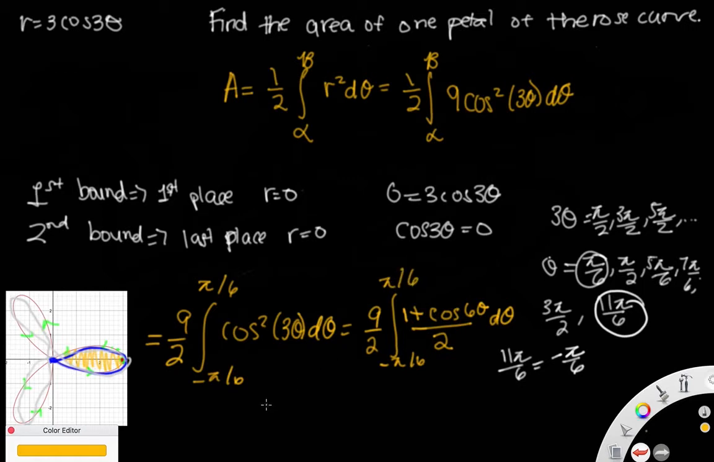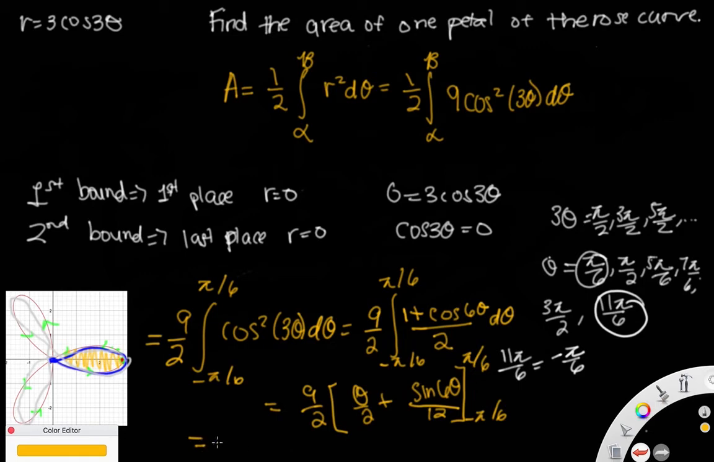And then you can just integrate as normal. So this is going to be theta over 2. And this is going to be sine 6 theta, because you take the opposite. So the derivative of sine of 6 theta is cosine of 6 theta times 6. And we have to account for the 6 in here. So we're going to divide by 6, because when we take the derivative, we multiply by 6. So sine of 6 theta over 12. And this is from negative pi over 6 to pi over 6.